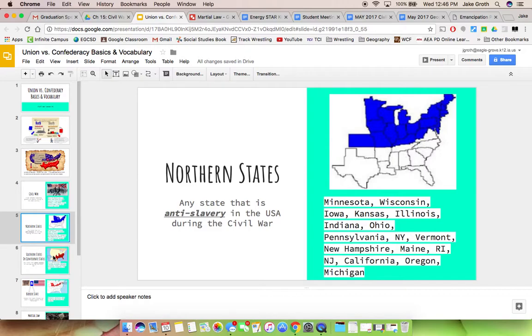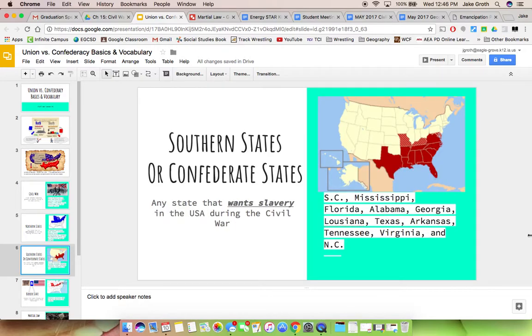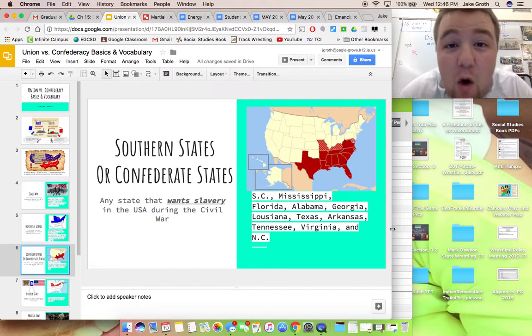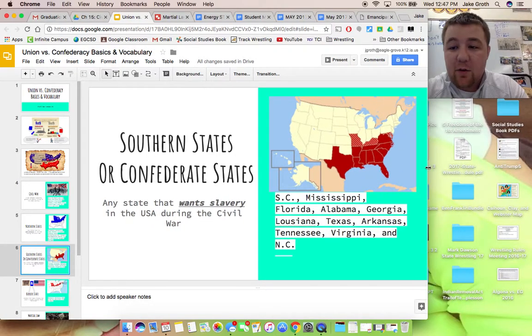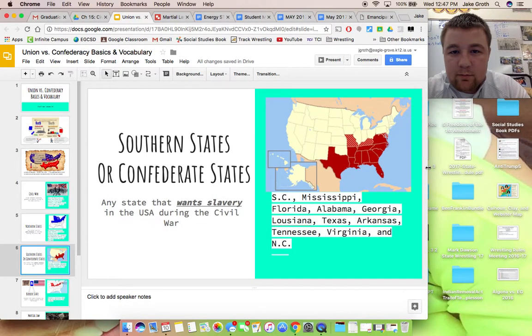The southern states, from the south: South Carolina, Mississippi, Florida, Alabama, Georgia, Louisiana, Texas, Arkansas, Tennessee, Virginia, North Carolina. Any states that wanted slavery sided with the South. They called themselves the Confederate States of America. And they're super weird. Why? They lost the war. Duh. They're losers.